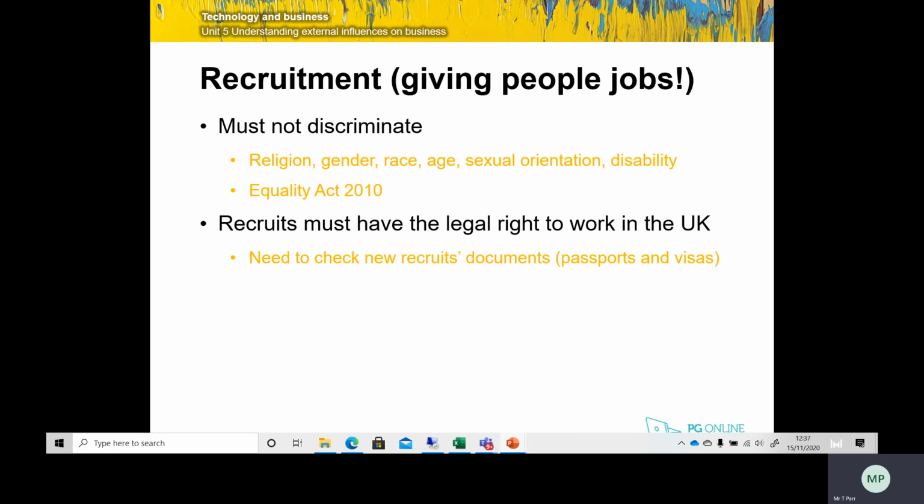Next thing is recruitment. Recruitment is the process of giving people jobs. Okay. The main rule is you can't discriminate when you employ people. So, for example, you can't say must be a male, must be a female. You can't discriminate unless the job has a particular element to it where gender is a particular part of it.